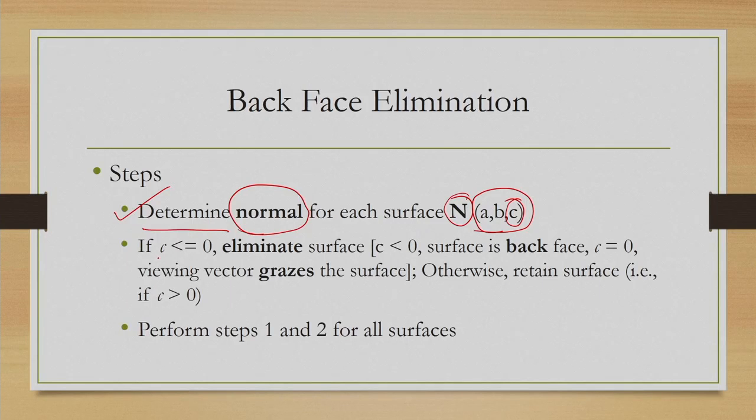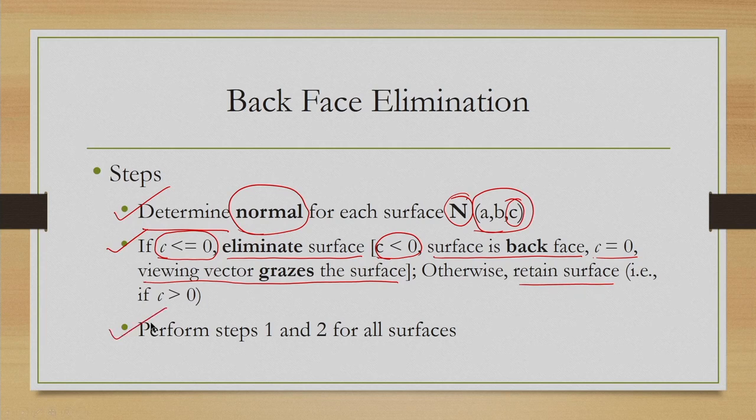If this z component, the scalar component, is less than or equal to 0, then we eliminate that particular surface, because when the z component is less than 0, the surface is a back face, whereas when it is equal to 0, the viewing vector actually grazes the surface. In that case also we consider it to be a back face. Now, if C is greater than 0, then we retain the surface; it is not a back face.